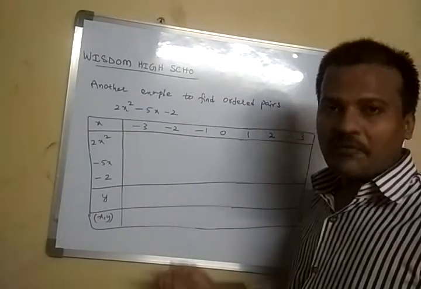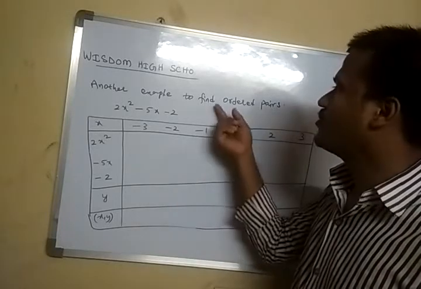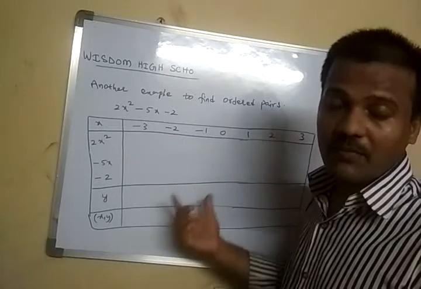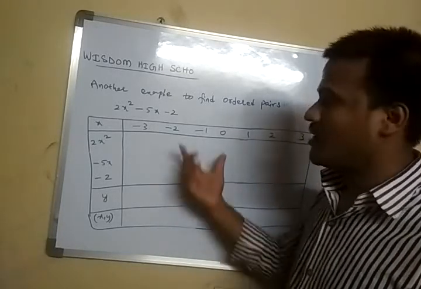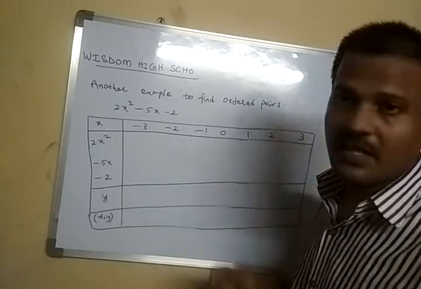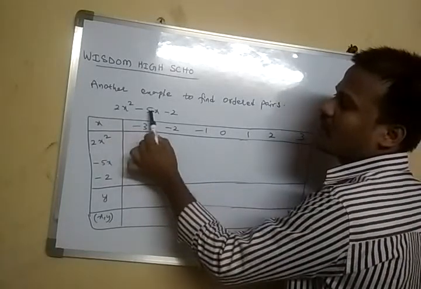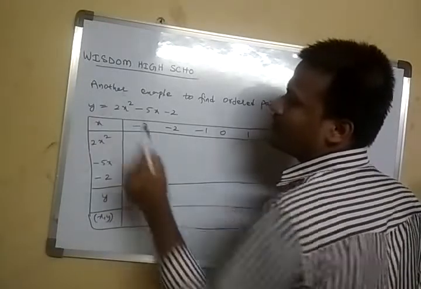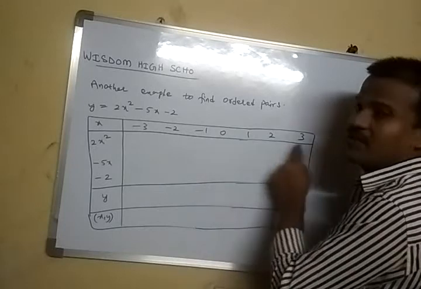Now I would like to explain, by taking another example, how to find the ordered pairs. This is the most important basic part while drawing the graph, so please do concentrate here. I have taken one polynomial, 2x square minus 5x minus 2. You need to take that equal to y. Now take x values minus 3, minus 2, minus 1, up to 3.